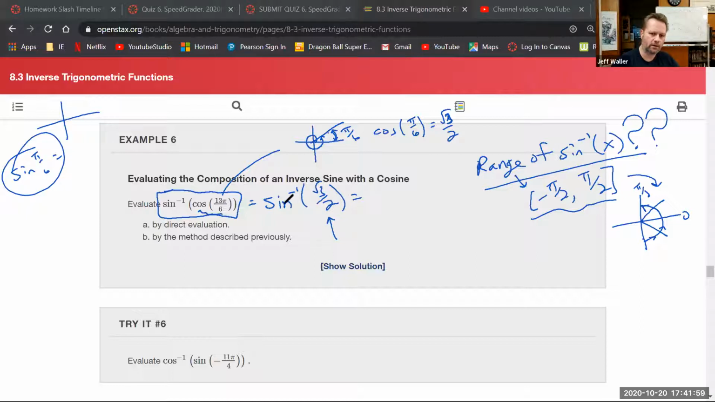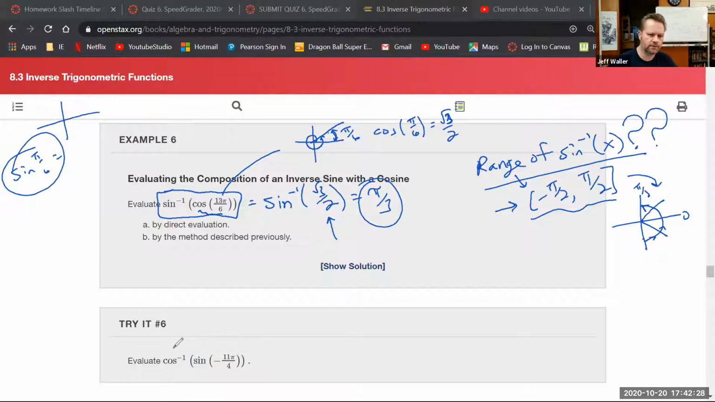So sine is bigger if it's closer to the y-axis, which means it's 60 degrees, which is pi over 3. All right. So there's that idea of the range of inverse sine helping me figure out what the output of this is going to be. So it gets a little more interesting down here on number 6.